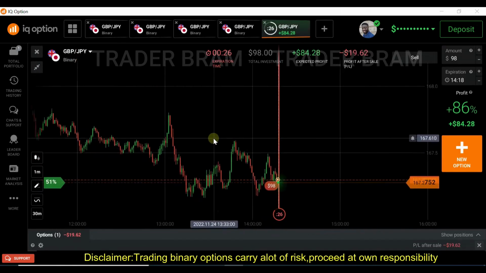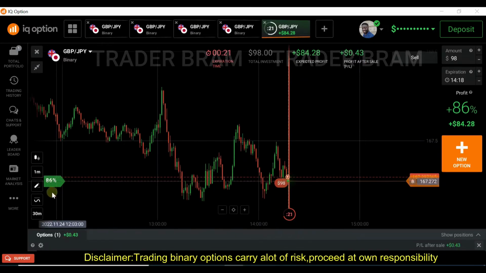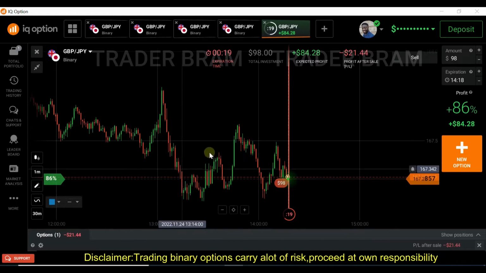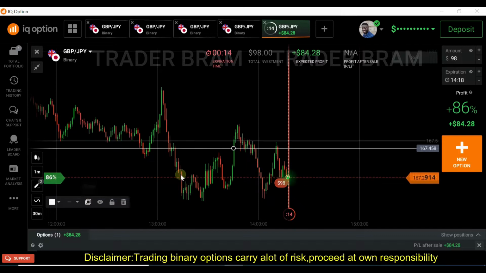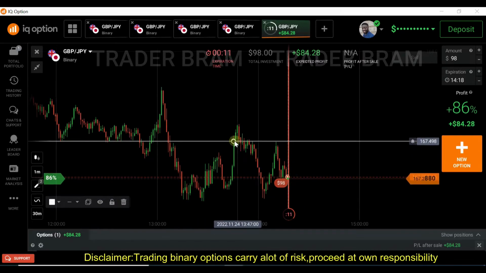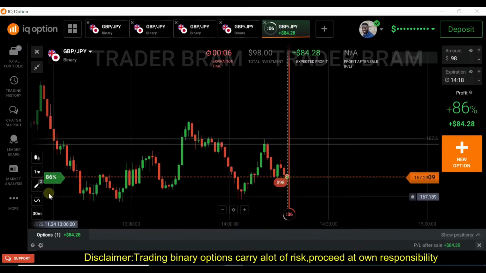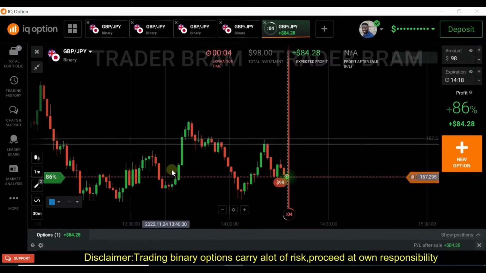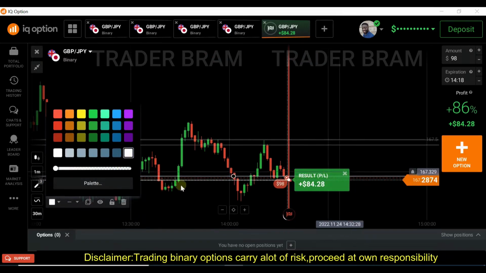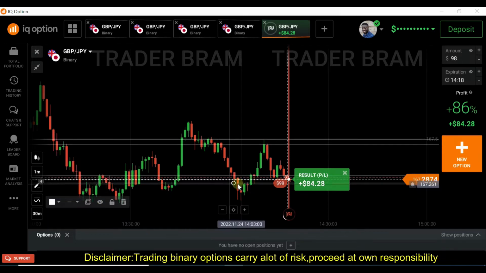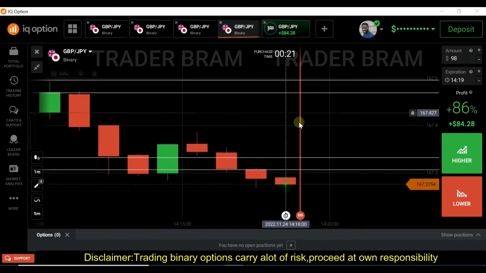First, you need to analyze the trend of the market and identify your level of support and resistance. So we have an area of support and resistance here. That's our level, but our main area is here. That's our main area.